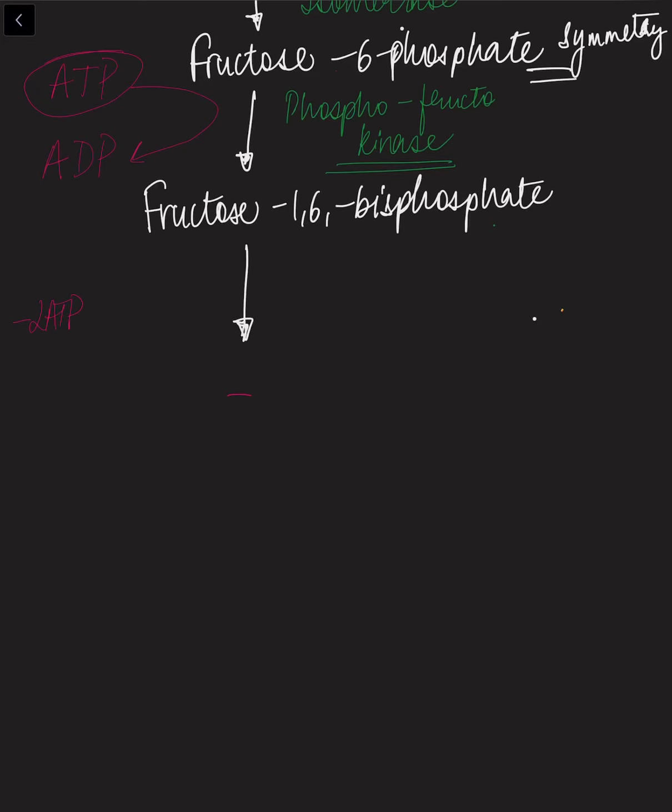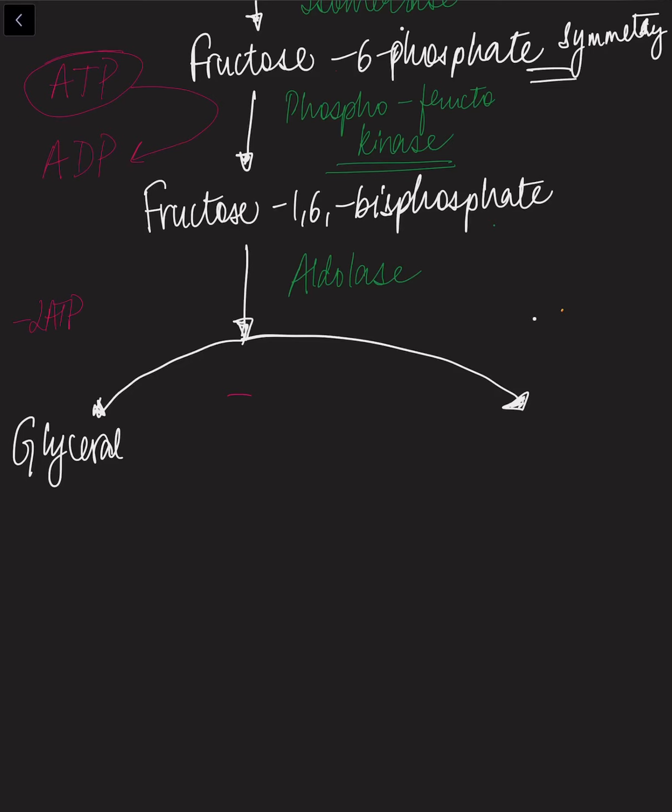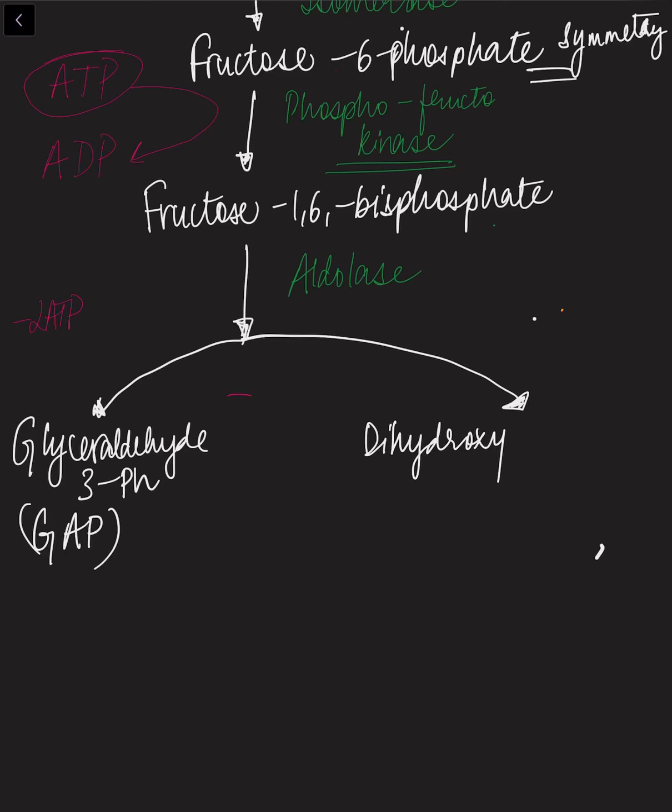So after fructose 1,6 bisphosphate, under the enzyme aldolase, you get two intermediates. One is glyceraldehyde 3 phosphate, which is also known as GAP, and the other one is dihydroxyacetone phosphate, which is known as DHAP.